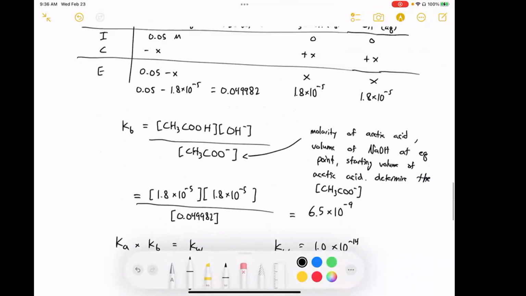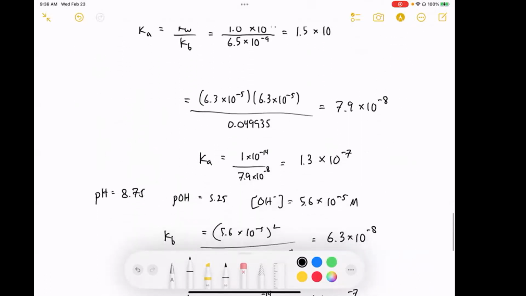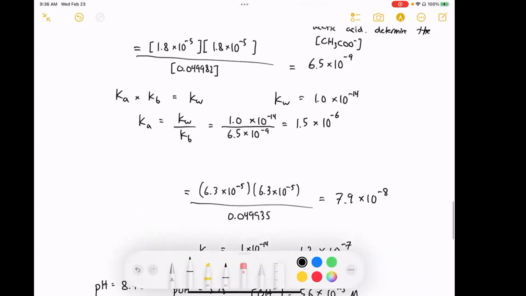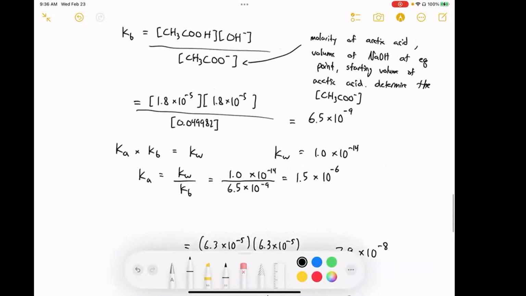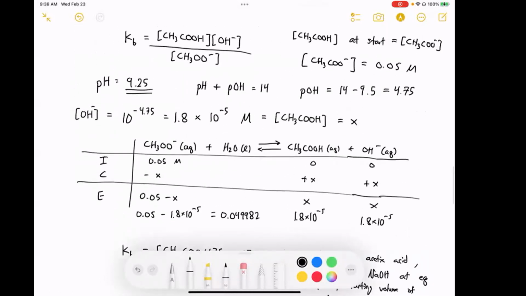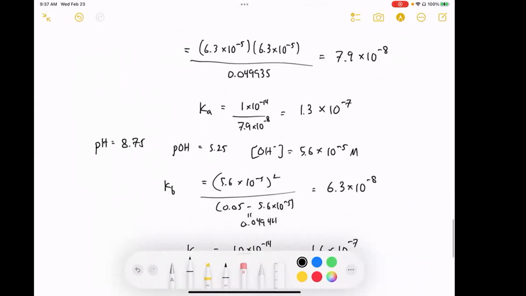But am I doing something wrong here? I don't think so. So 10 to the 5.25 negative antilog. So I did get 10 to the negative 6. Oh, I think I did it wrong. 10 to the negative 6. Okay. Maybe I did do it wrong. Okay. Let's do 4.75 negative antilog. Oh, okay. So I think it should have been 6.